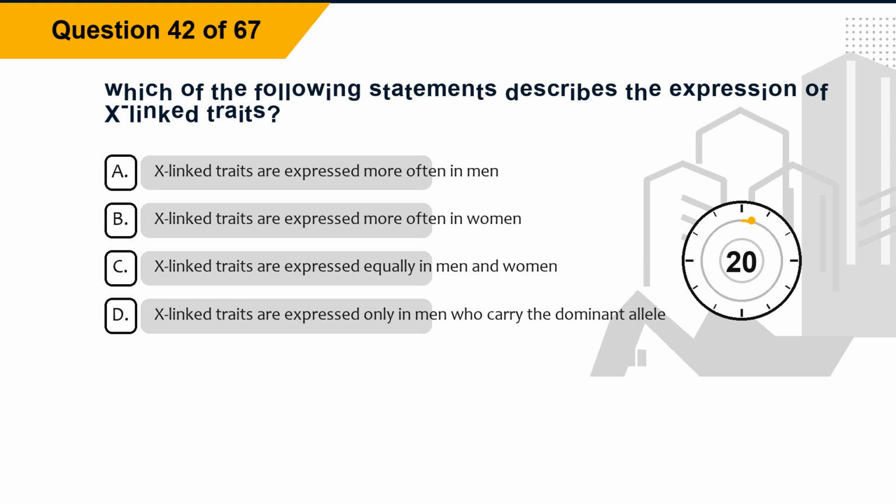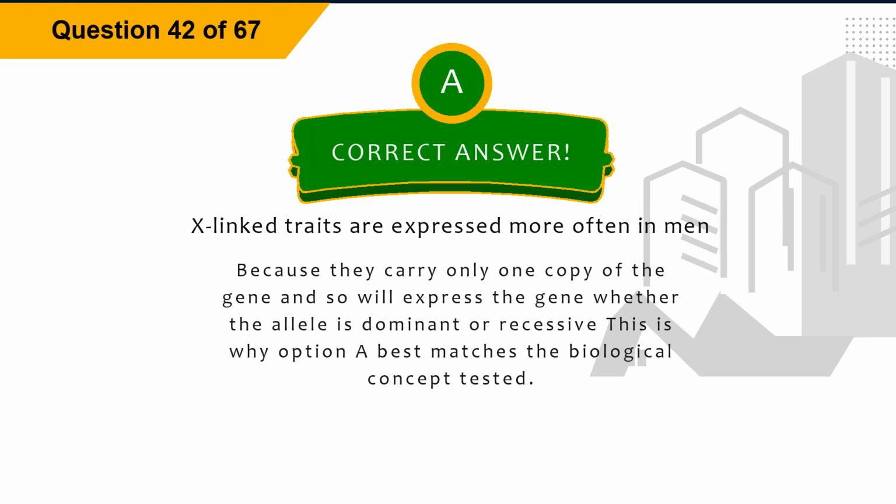Question 42. Which of the following statements describes the expression of X-linked traits? Option A, X-linked traits are expressed more often in men. Option B, X-linked traits are expressed more often in women. Option C, X-linked traits are expressed equally in men and women. Option D, X-linked traits are expressed only in men who carry the dominant allele. The correct answer is option A, X-linked traits are expressed more often in men.